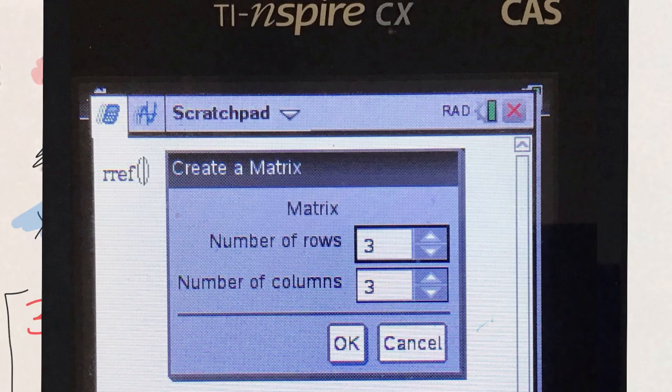that we need. Well, looking back at our problem, we had 2 rows and 3 columns. So we need to come in here and change this to a 2-row and a 3-column.